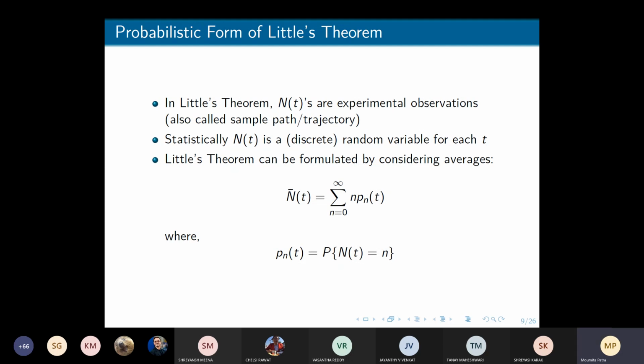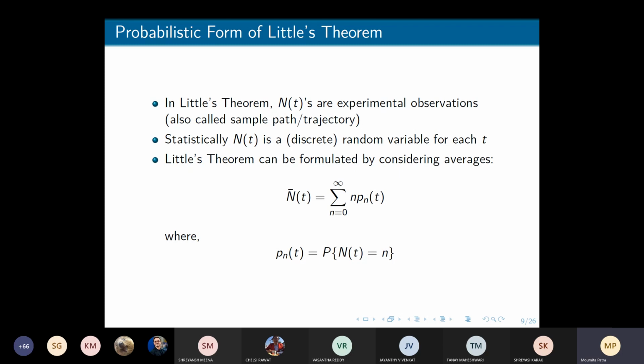Okay, so in Little's theorem, N(t)s are experimental observations, which are also called sample path or trajectory. We have already seen that N(t)s are the observations that we are looking for, so they can also be called sample path or trajectory. Now, statistically, we can say that N(t) is a discrete random variable for each t.